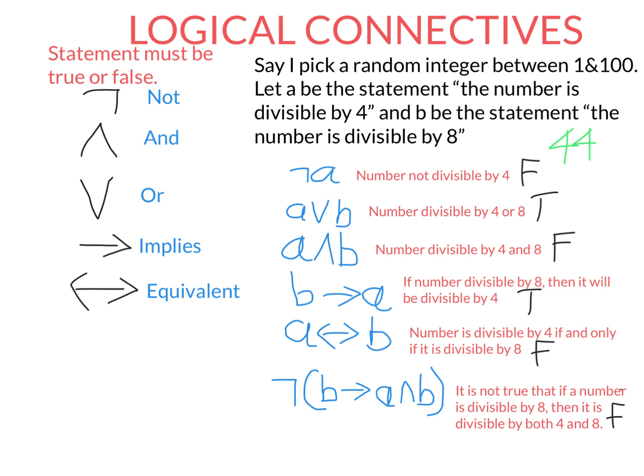That's actually true, the statement in brackets this time. If a number is divisible by 8, it will be divisible by 4 and 8. The not out the front is what makes this statement untrue. So this is false because the statement inside the brackets is true, so the not out the front makes it false. All right, let's now look at some truth tables.